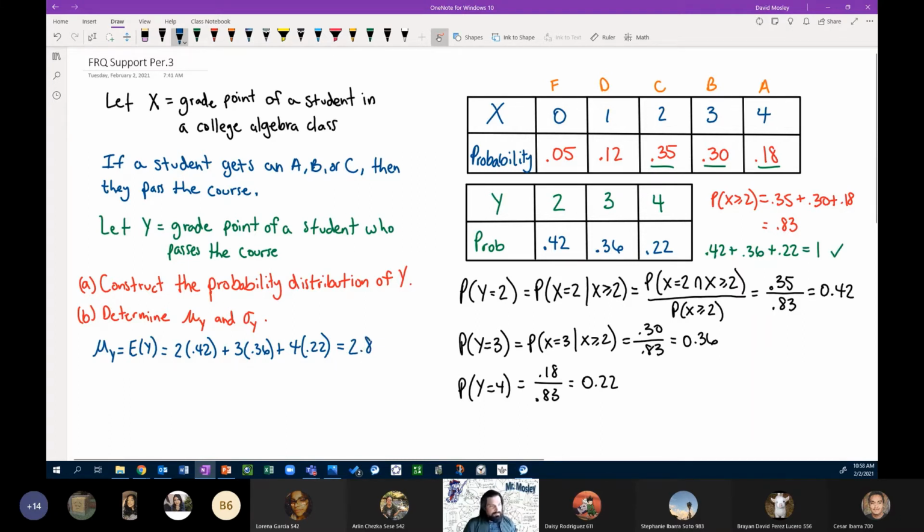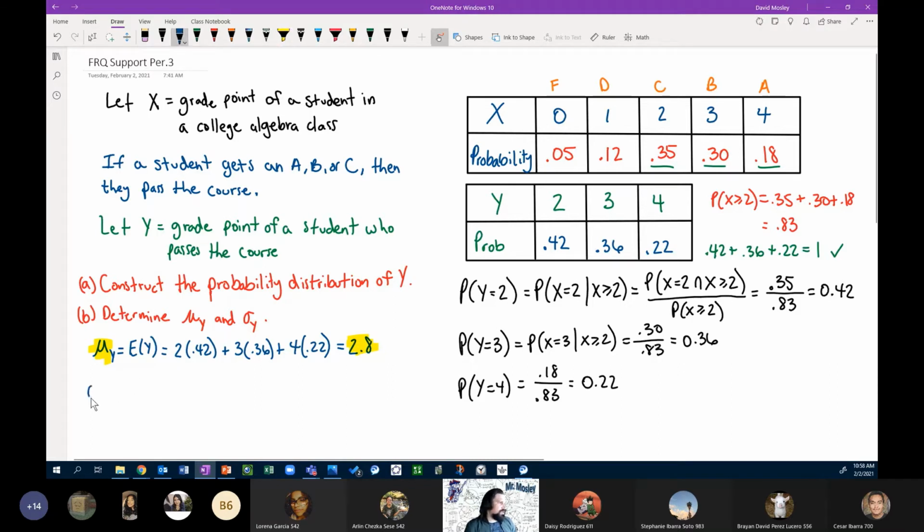Essentially, the expected grade for a student in this class is like a C+ or a B-, depending on how the scale is, of a student who passed the class. So that's our mean.